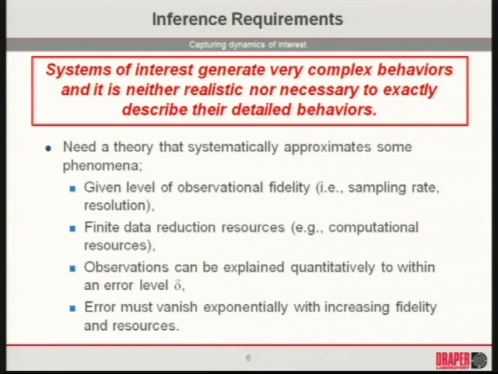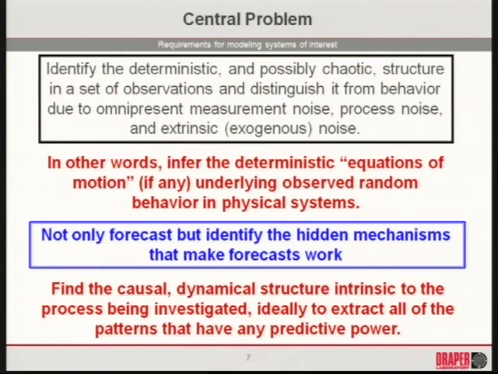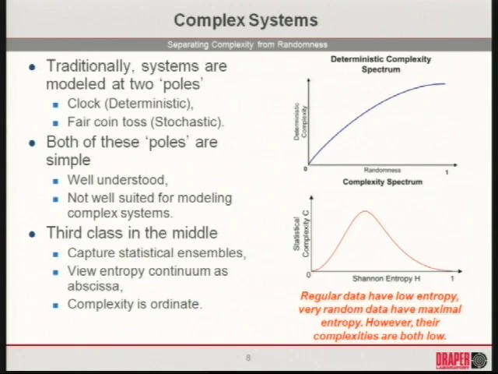And finally, we want these things, in the limit, if we were able to keep on increasing our resolution, to basically come back to an exact model. So in the limit, we want to be able to recover that. So what we want to do is identify the deterministic and possibly chaotic structure in the behaviors going on, and we want to be able to forecast what's going on. And really, to effectively forecast, we have to identify real mechanisms that do capture the behavior, not just some curve fit. We want to capture something that really has a causal explanation of what's going on.